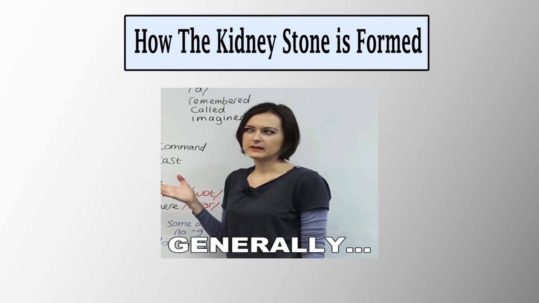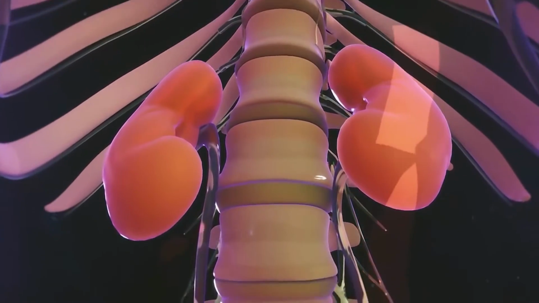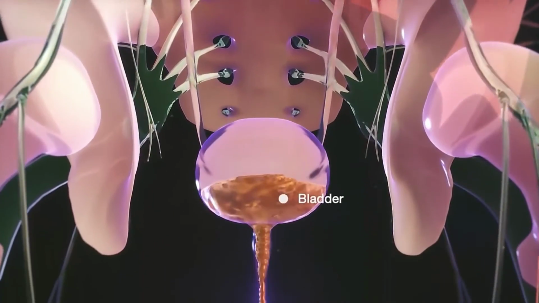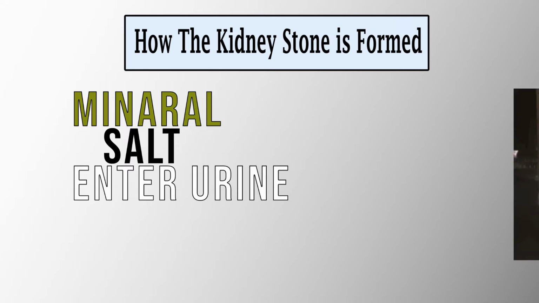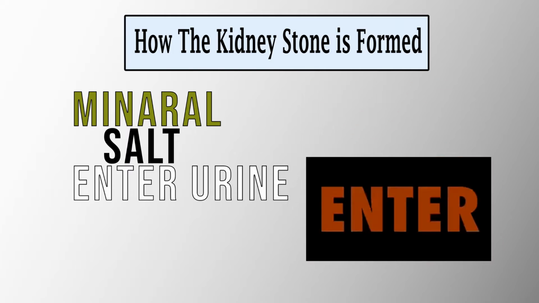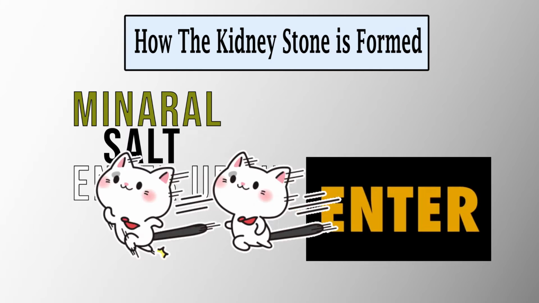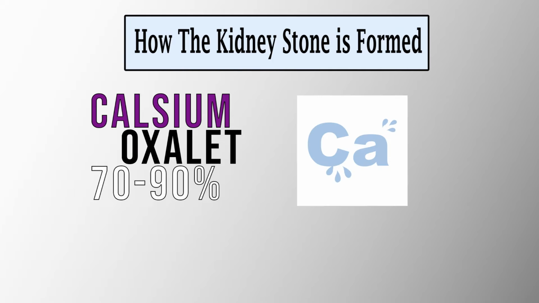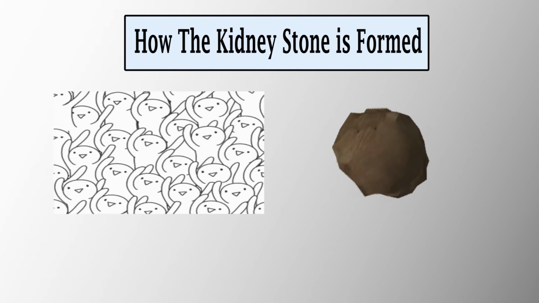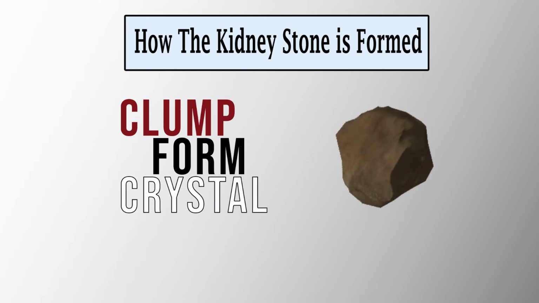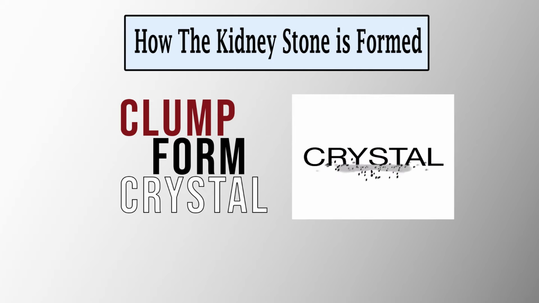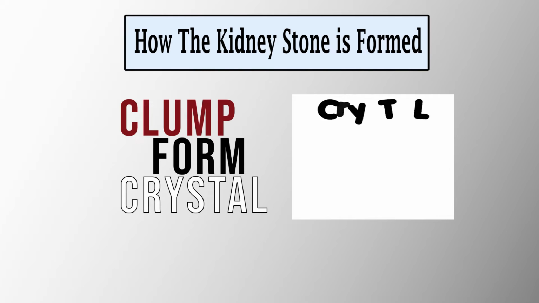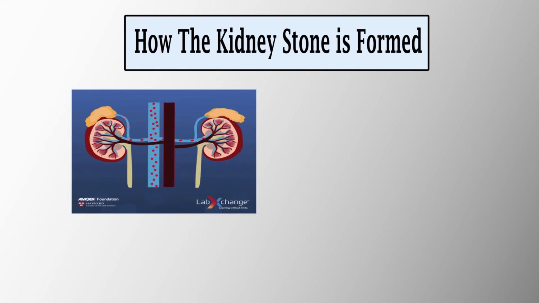Generally, kidneys have the important job of filtering blood and removing waste product. A certain quantity of mineral and salt enters the urine after they have passed through kidneys. Two of these minerals are calcium and oxalate. These two components make up 70 to 90% of all kidney stones. In people who develop kidney stones, calcium and oxalate clump together to form crystal. This crystal can, in some cases, attach to the lining of the urinary tract.